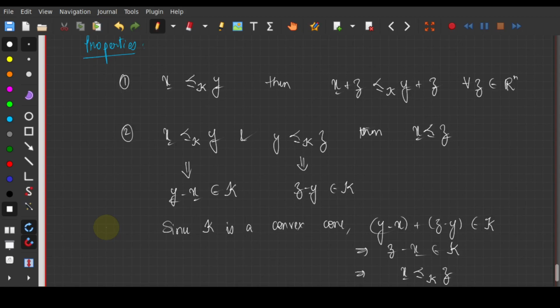Again, what is the advantage? Because what do I want to show? I want to show that z minus x is in the cone, right? That's my objective. And how can I generate z minus x from y minus x and z minus y? Just the sum. In fact, it's true that any conic combination of y minus x and z minus y is in the cone, but I don't need that. Right now, I only need this specific conic combination.